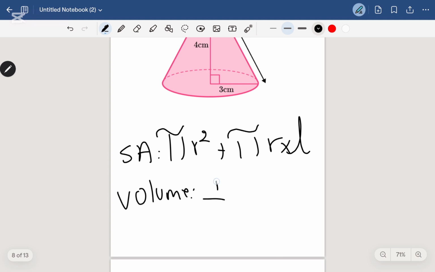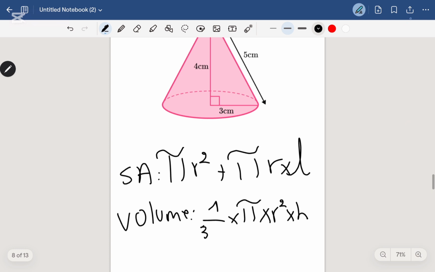Now the volume, accordingly, you just have to memorize. It is 1 over 3 times pi times r squared times the height h. So it's 1 over 3 times pi times the radius squared times the height h.